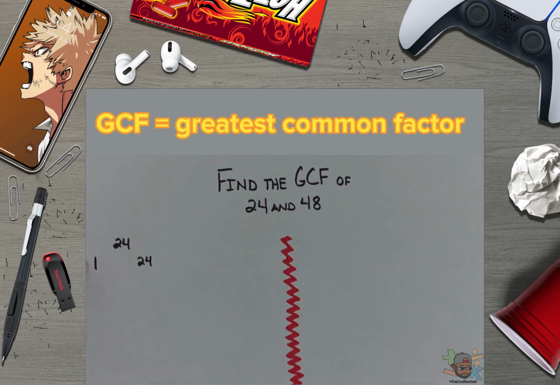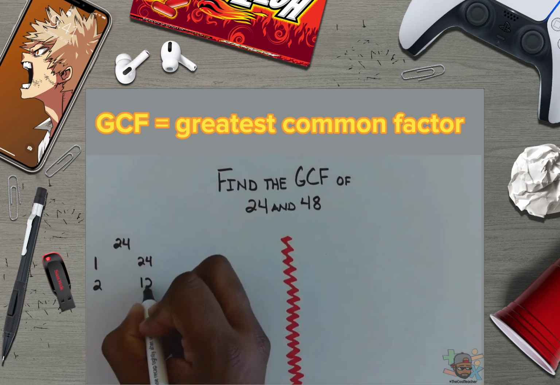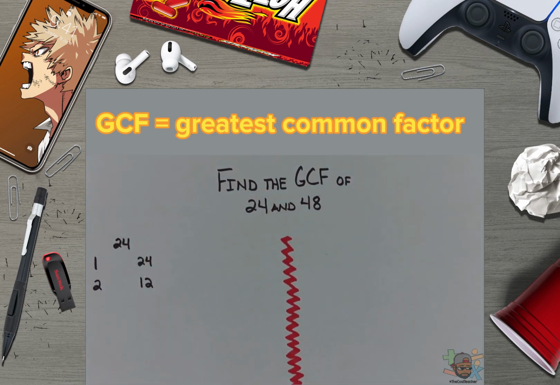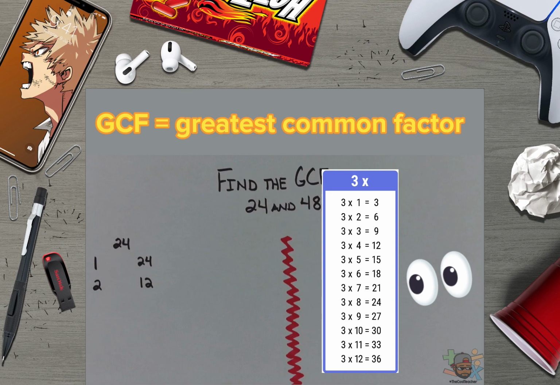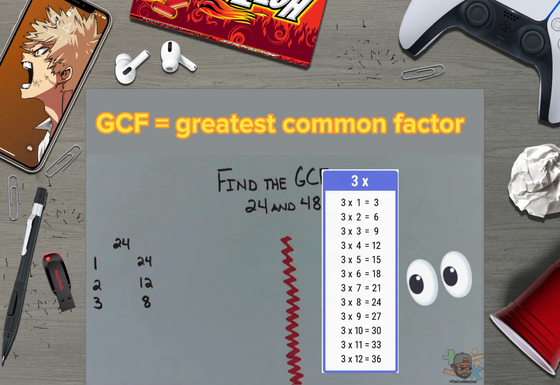From here, I just start counting up one by one. So after 1, what's the next number? 2. Is 2 going to 24? Well, 24 is an even number, so I know 2 works. So 2 and 12 give me 24. After 2, what comes? I have 3. Does 3 times anything give me 24? Well, if I look at my 3 times table, 3 times 8 gives me 24.